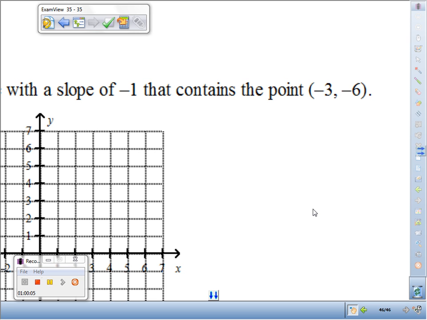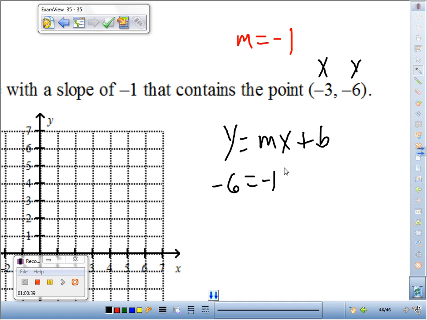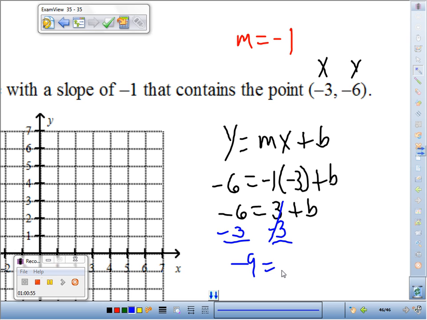Focus, please. There it is. Slope is negative 1, and the point is negative 3, negative 6. Copy that. I want you to write your equation and then graph it. Go. So the given values: the slope is negative 1, x and y are there, so here we go. Negative 6 equals negative 1 times negative 3 plus b. Are we there so far? This becomes negative 6 equals 3 plus b. Subtract 3. Negative 9 equals b. Therefore, my equation is y equals negative 1 over 1x minus 9.